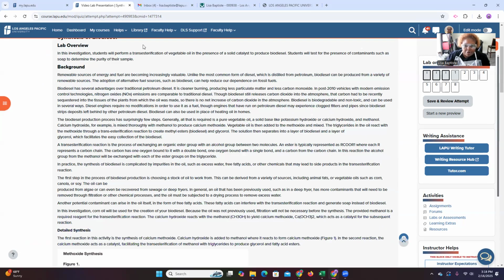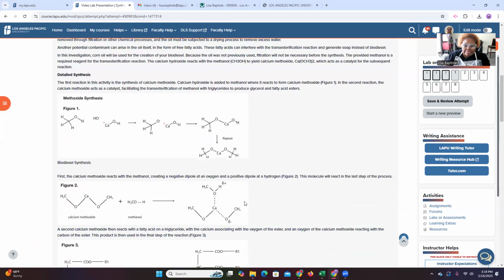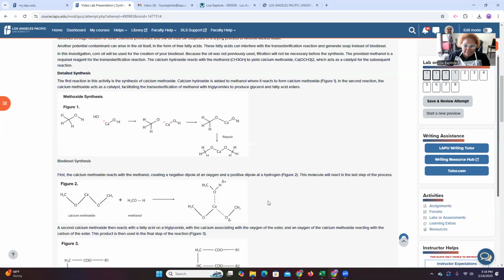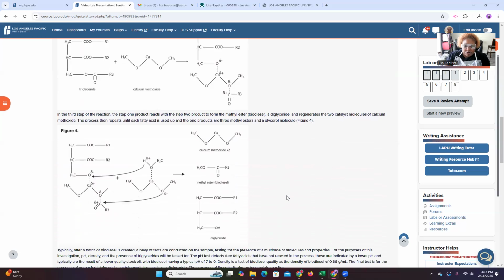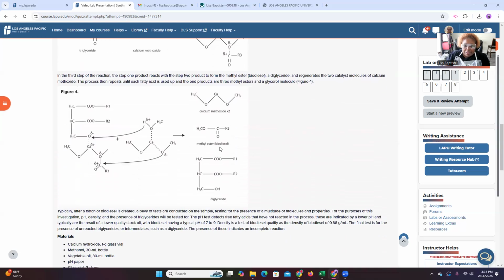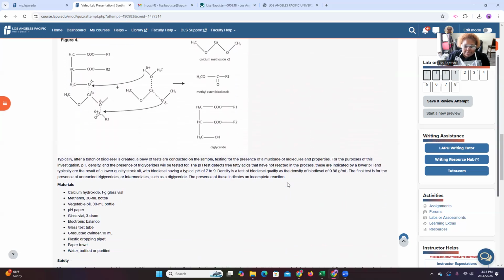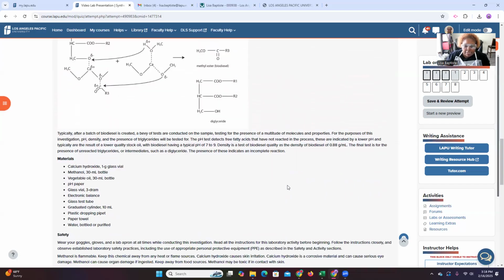All right, so here's a little bit of background about biodiesel and the synthesis for it. This shows you the detailed synthesis of the reaction that's taking place. It is a 4-step process to get that methyl ester, which is the biodiesel. And what we're going to be doing is you're going to actually produce this.